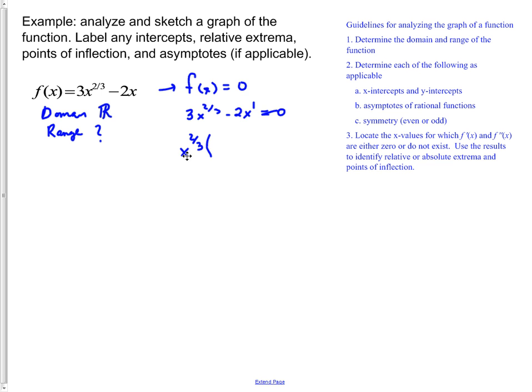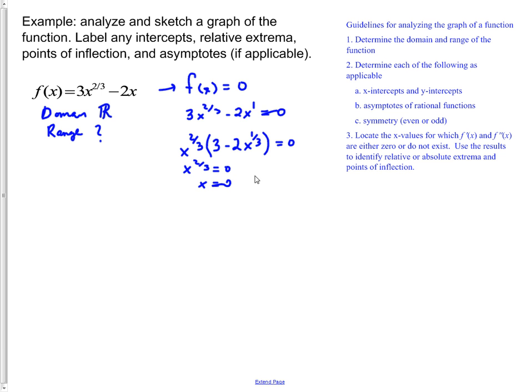We say x to the 2/3 times what gives us 3 times x to the 2/3? That's just 3. We say x to the 2/3 times what will give us negative 2x? Well, the answer has to be x to the 1/3. Why? Well, we have to add our exponents. 2/3 plus 1/3 gives us 1. And so now we're going to have this equation where zeros will occur wherever x to the 2/3 is equal to 0, and that's simply x equals 0.